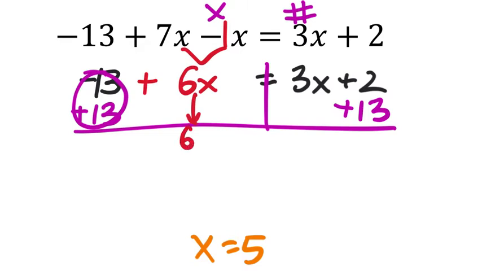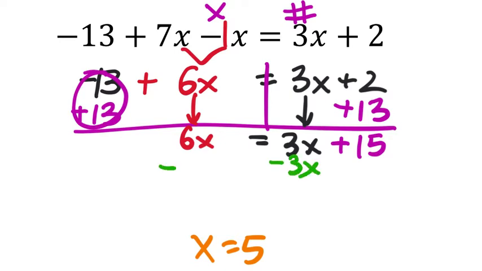I still need to drop my 6x, which now equals 3x, which was dropped. And then +2 plus 13 would be +15. So 5 terms to 4, now to 3. Let's see if we can make this 2, because the 3x is on the number side of things. We don't want x's on the number side of things. So I'm going to have to zero that out too by subtracting 3x from both sides.